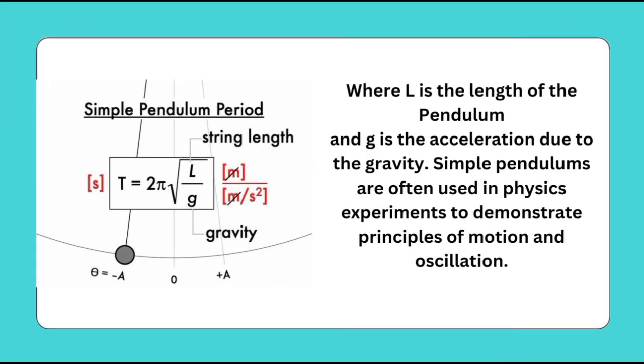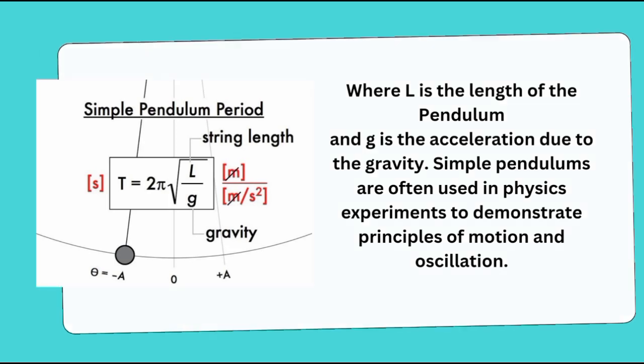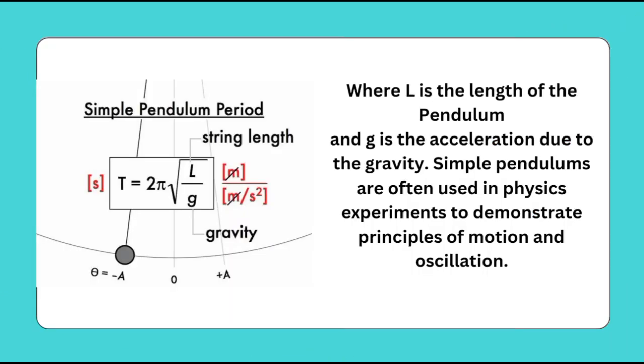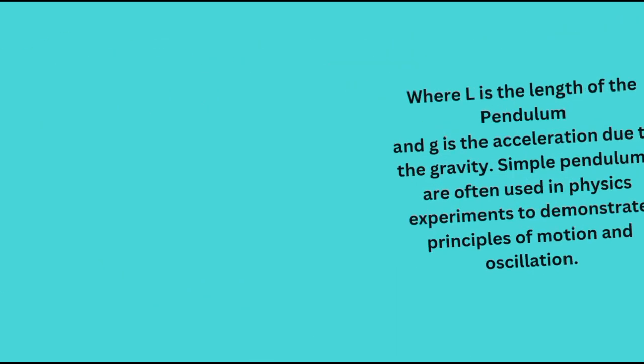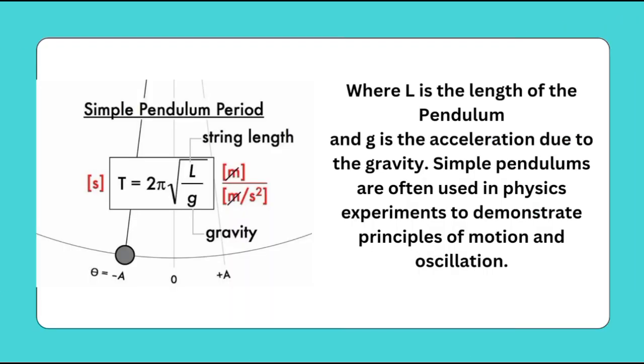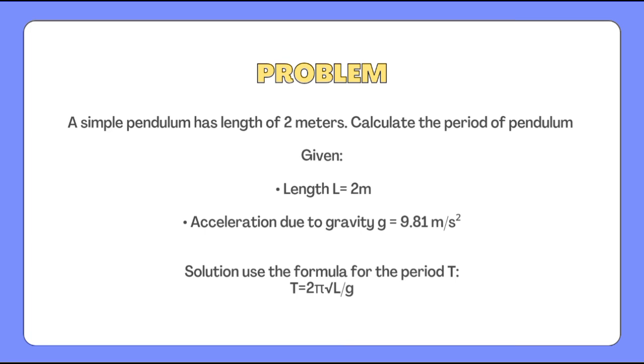The formula for the period of a simple pendulum is T equals 2 pi the square root of L over g, where L is the length of the pendulum and g is the acceleration due to gravity. Simple pendulums are often used in physics experiments to demonstrate principles of motion and oscillation. So let's solve for the period of the pendulum.